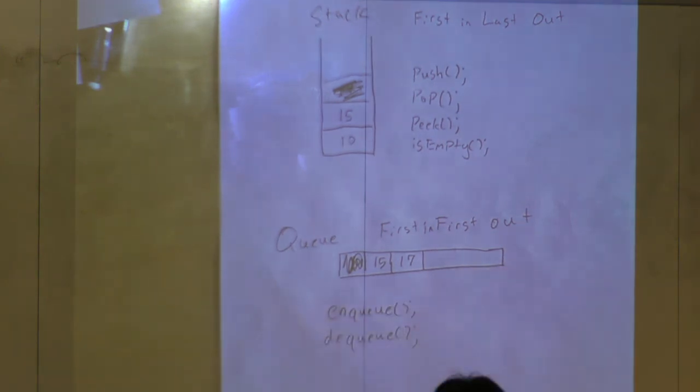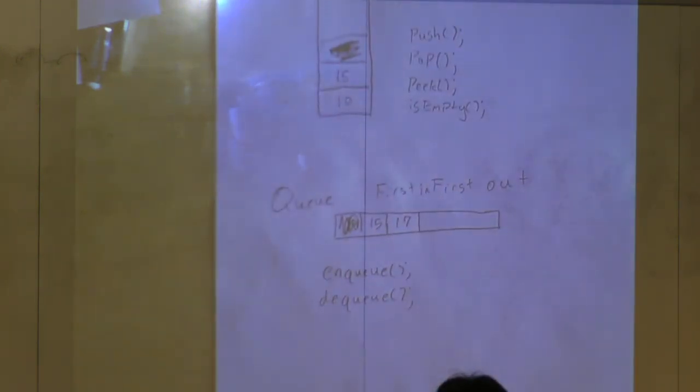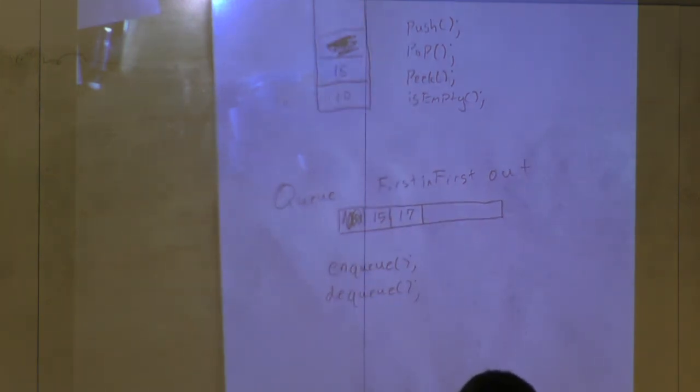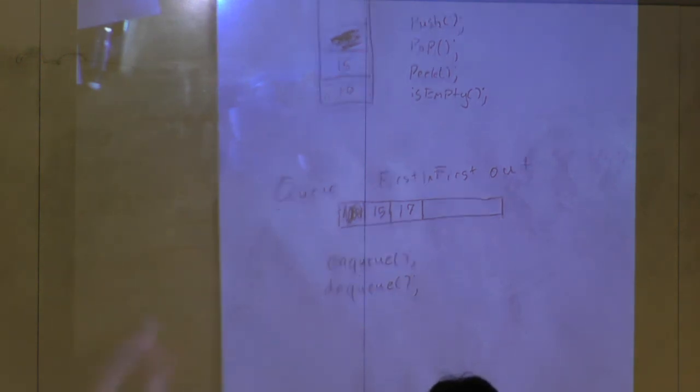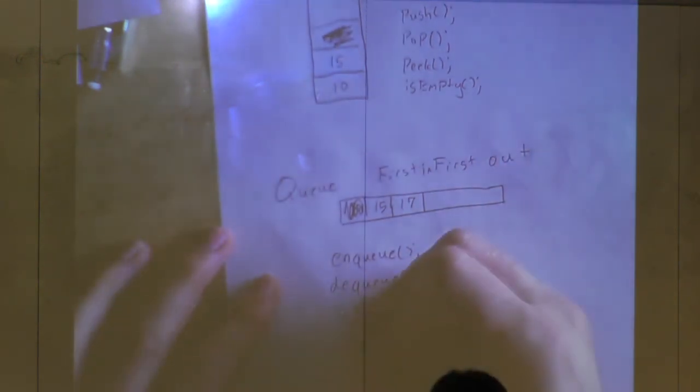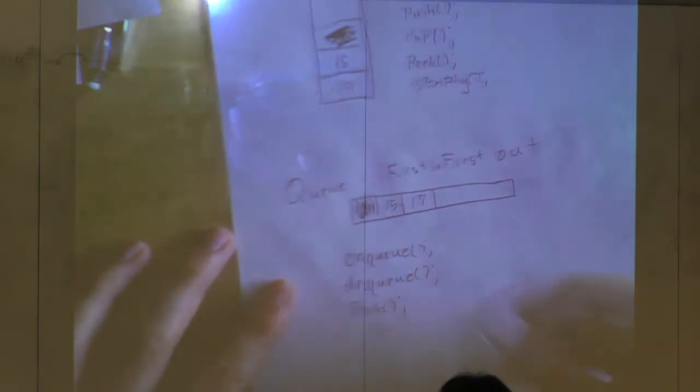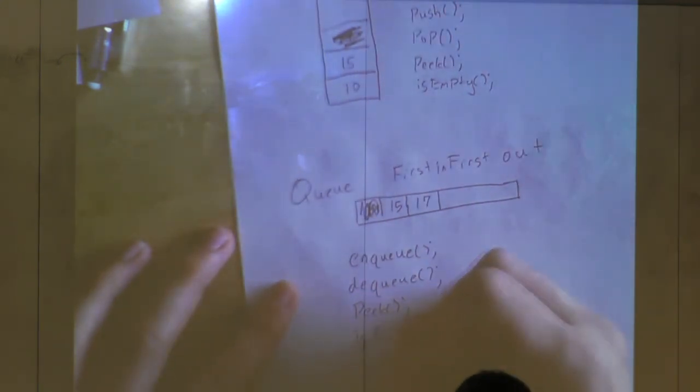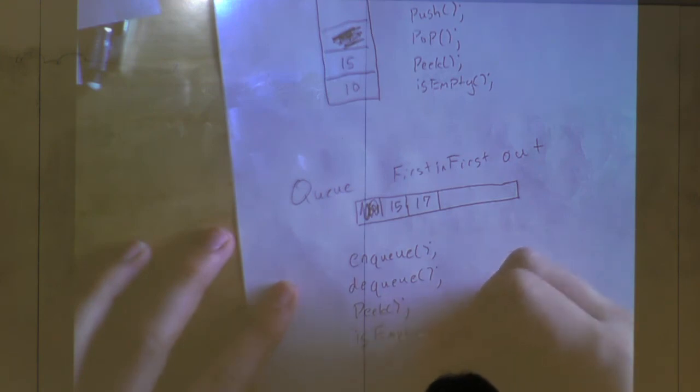So these can also be represented with both a linked list or an array. And again, it just depends on what you're trying to do, whether you want to involve the linked list or not. The other two operations, again, you can have peek, which will just look at what's at the front. And then you also would have isEmpty, so you can know if your queue is empty.